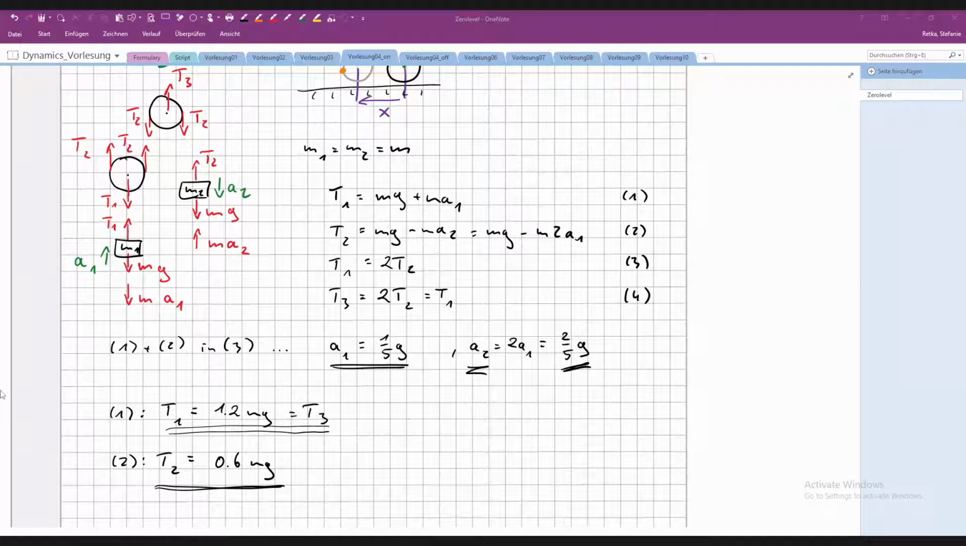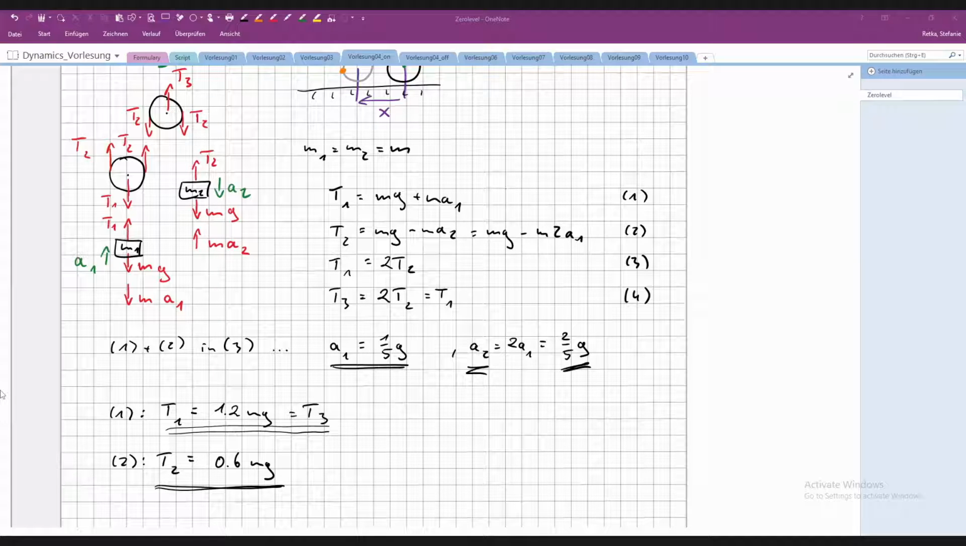And of course, the acceleration of the mass m2 is twice as big as the acceleration of mass m1, since it consists of translation and rotation of pulley 1, while the motion of mass m1 only consists of the translational component of the absolute acceleration, the absolute motion of the pulley m1.